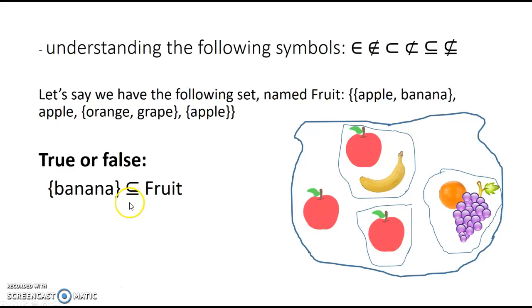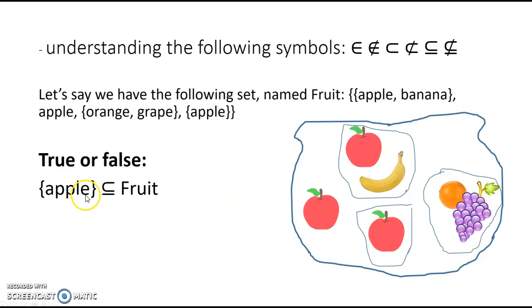What about this? Is the set containing banana a subset of fruit? It is a set, which is a good thing. It has potential to be a subset. Now we need to check if banana all by itself is somewhere over here in this set, and it's not. So again, this is false.